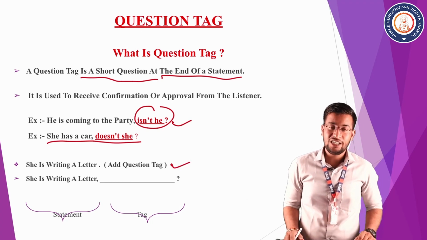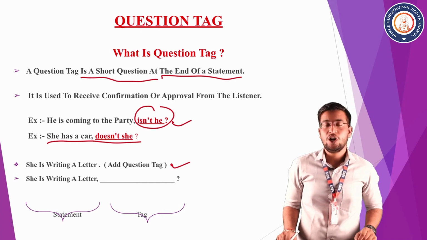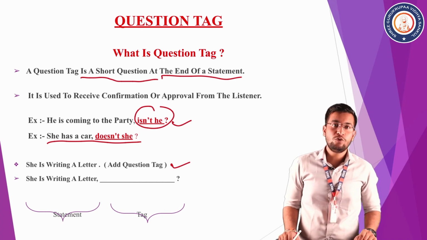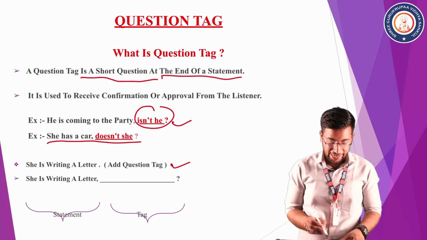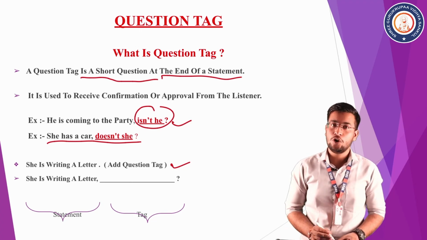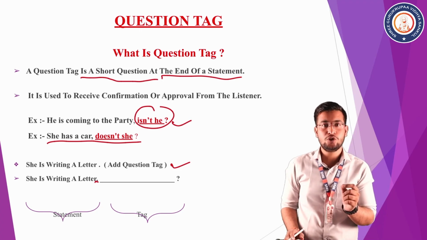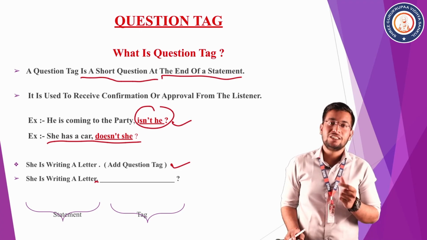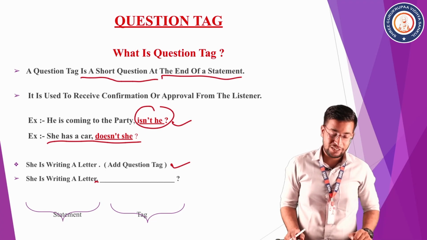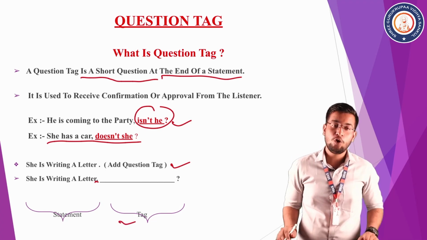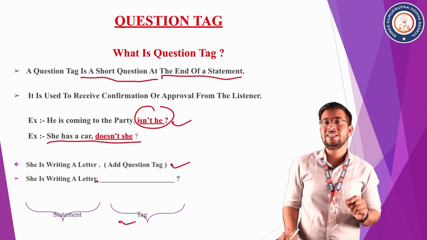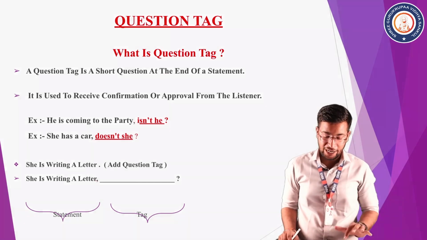Now in the examination, you will get questions like this. She is writing a letter, in bracket add question tag. To answer this question, you have to write the entire statement as it is, and in place of full stop, we have to use comma. I think it is clear to you. In place of full stop, we have to use comma. The part before comma is called statement and the part after comma is called tag. I think it is very much clear to you until now.